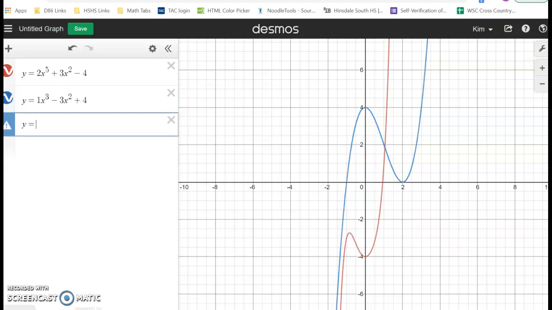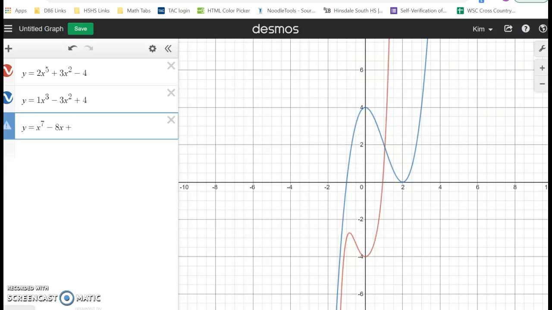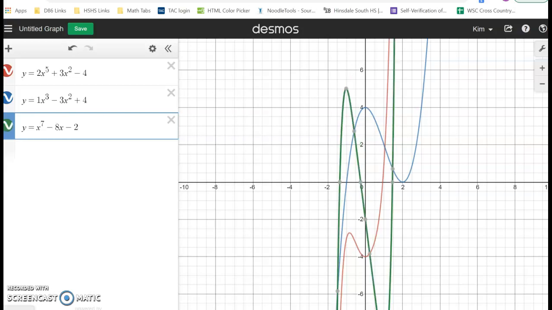Let's try another one and see if that holds true. So let's try x to the 7th minus 8. Oh, wait, I need more than that. Minus 8x minus 2. Wow. This one comes from the bottom, goes up, comes back down, loops down, and then comes back up. So again, it looks like the left side goes down and the right side goes up.